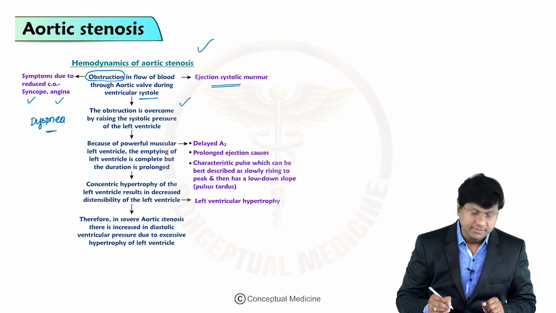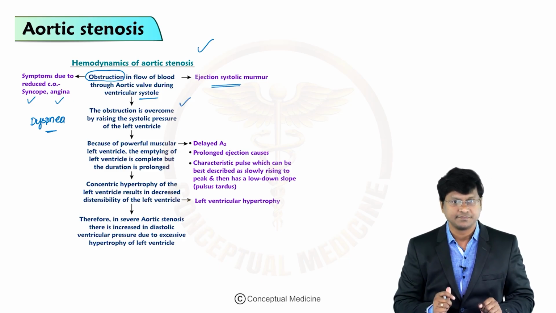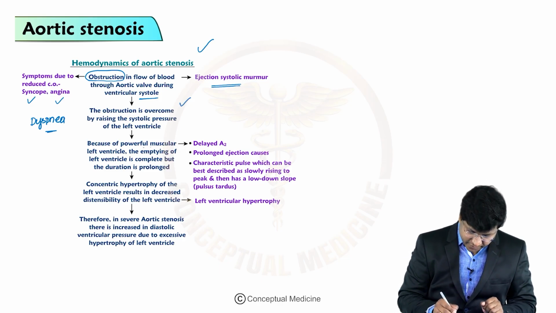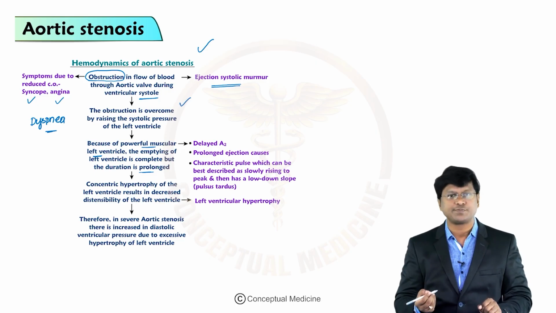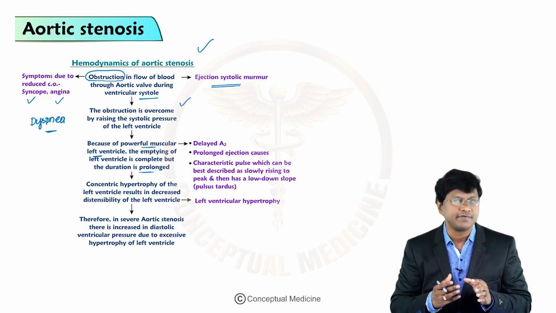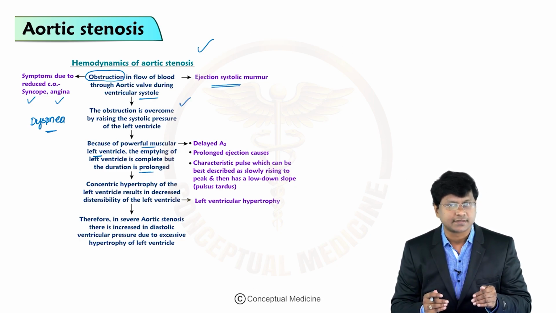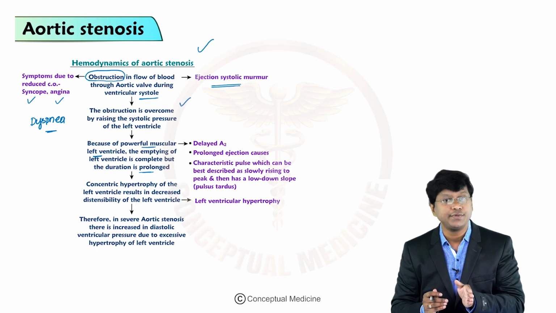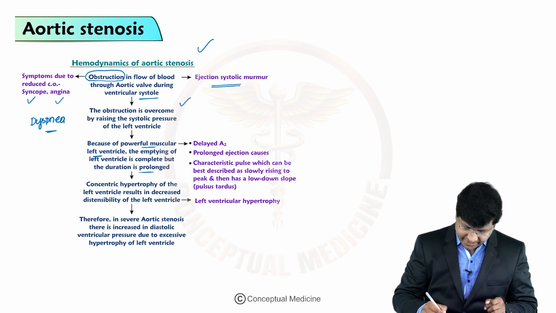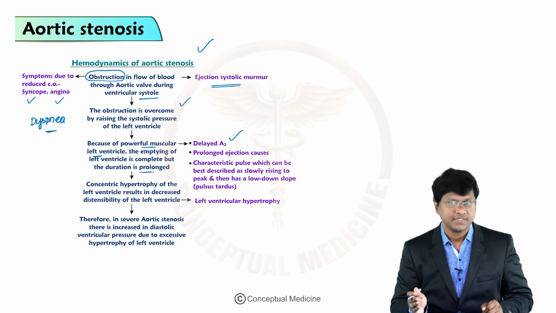Now, the obstruction is overcome by raising the systolic pressure of the ventricle. And because of the powerful muscular left ventricle, the emptying of the left ventricle is complete, but the duration is prolonged. Right? The left ventricle is trying to overcome that obstruction by powerful muscular contraction. So the emptying of the left ventricle will occur, but the duration is prolonged. And thereby what will happen to your A2? A2 will be delayed, right?